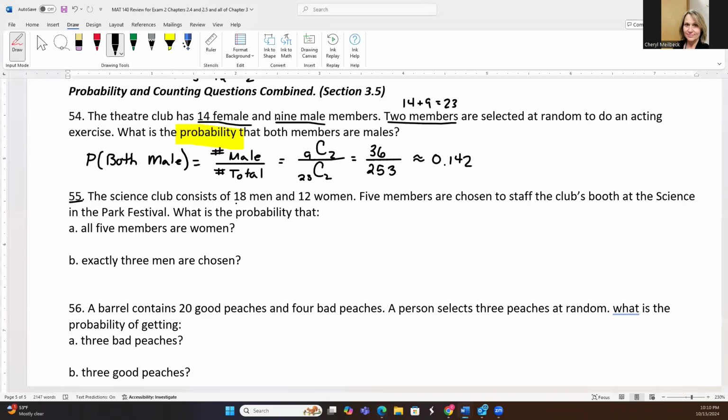The science club consists of 18 men, 12 women. 5 members are chosen to staff the booth at the Science Park Festival. What is the probability that all 5 members are women? So again, for probability, all 5 women, that's the number of ways we can choose women over the number of ways we can look at the total. Now there are 30 total. If we do this calculation, that'll give us our solution.